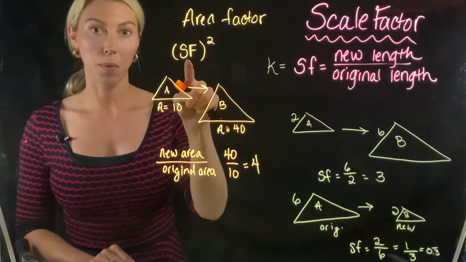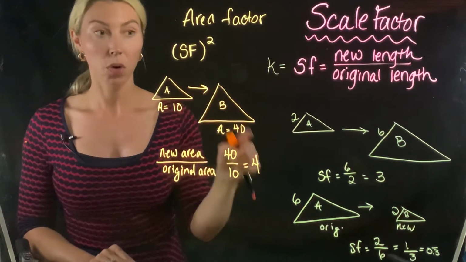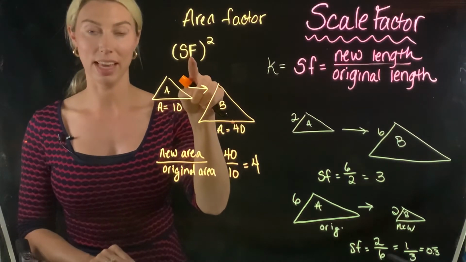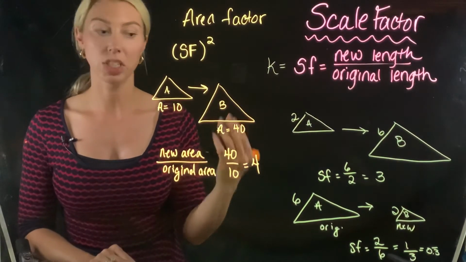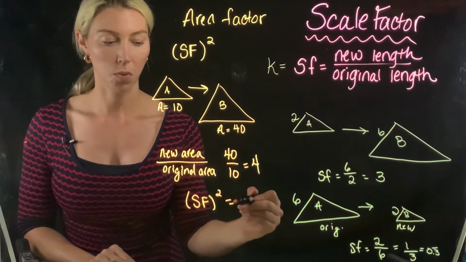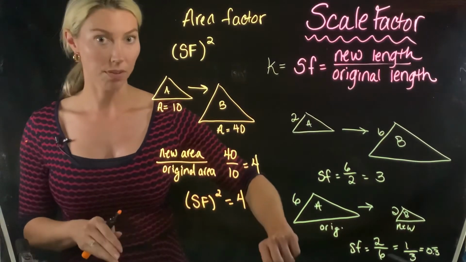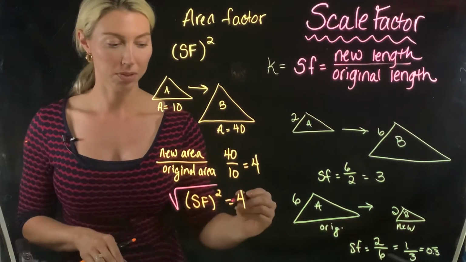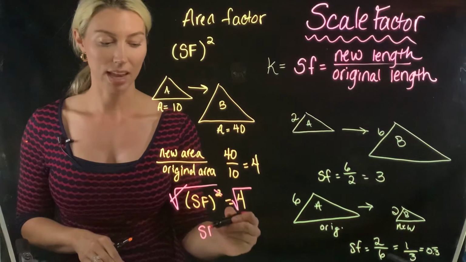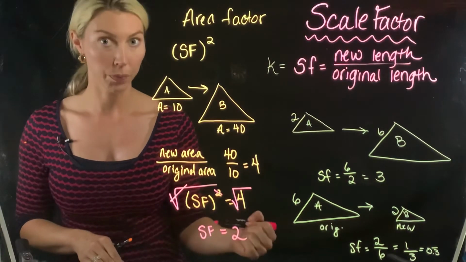In order to figure out what the scale factor is, you're going to have to take this area factor and square root it to get the scale factor. If you'd like to set up equations, maybe it would help you to write scale factor squared equals 4, and then in order to solve that, you could square root both sides. The square root cancels the squared, so you get the scale factor is equal to 2.